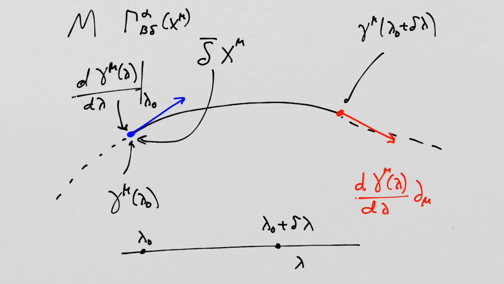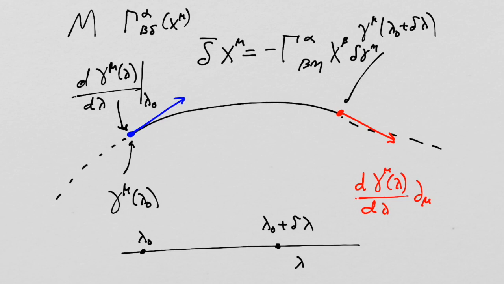The change in the components of a vector x mu under parallel transport is equal to the negative of gamma alpha beta eta, x beta, delta, and I guess it's this curve gamma, so I'll call it delta gamma eta, because it's the change in this curve.